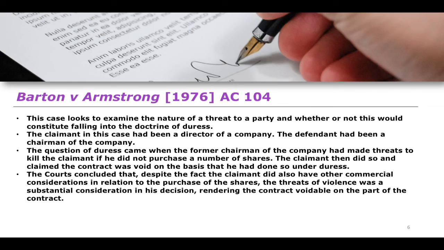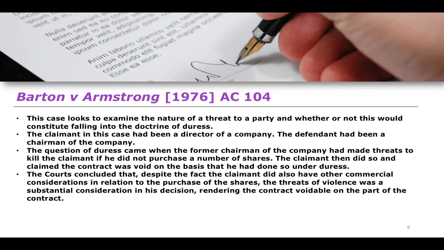So the court acknowledged the fact that the claimant, having been threatened with their life, they threatened to kill them, did also recognize that there were other commercial reasons that would have had benefits to you, that would have also led you to enter into that contract. So, remembering here, the point to be noted is that there could be other reasons why you enter into a contract, but if there is a sufficient threat of violence, and this threat of violence actually impacted your decision, that is what would come to the conclusion of whether or not duress takes place in this case.